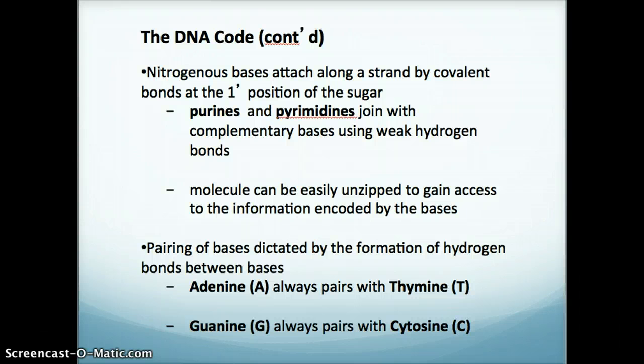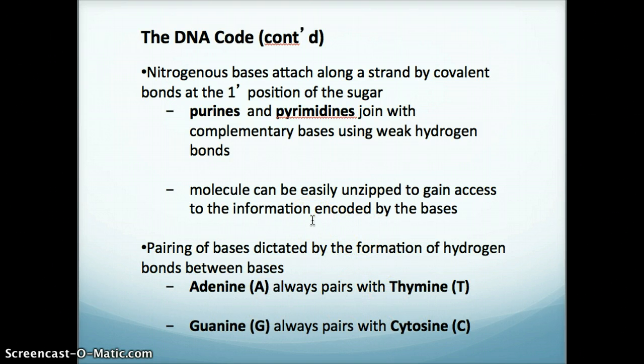complementary strand. So the nitrogenous bases attach along the strand by covalent bonds, and we have purines and pyrimidines that join with complementary bases. So you'll have ones that pair, and it's always the same rule. You can see here, adenine, or A, always will pair with thymine, T, and guanine, which is G, always pairs with cytosine. So no matter what, if you see adenine, you always know that on the other side, the complementary strand, it will be thymine.